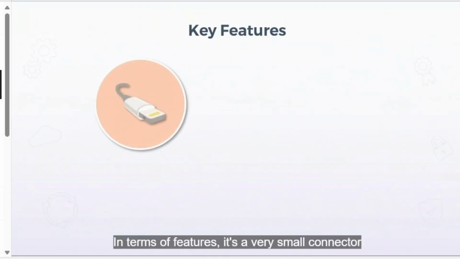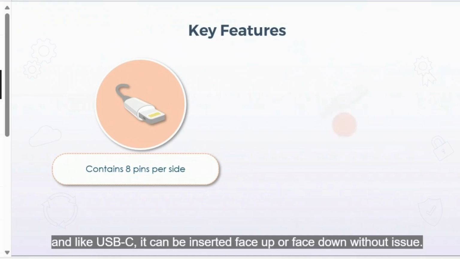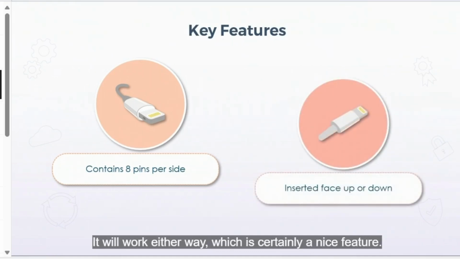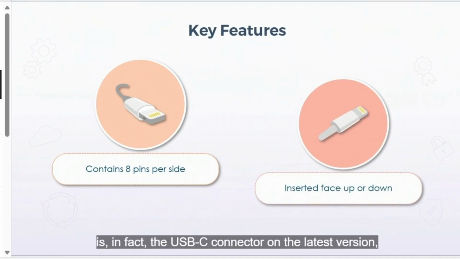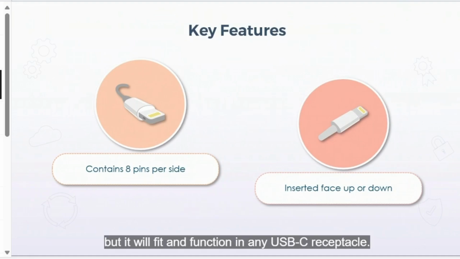In terms of features, it's a very small connector that contains 8 pins or contacts per side on the device connection end. And like USB-C, it can be inserted face up or face down without issue. It will work either way, which is certainly a nice feature. The opposite end of the cable is in fact a USB-C connector on the latest version, but it does not necessarily adhere to USB 3.1 or 3.2 specifications, but it will fit and function in any USB-C receptacle.